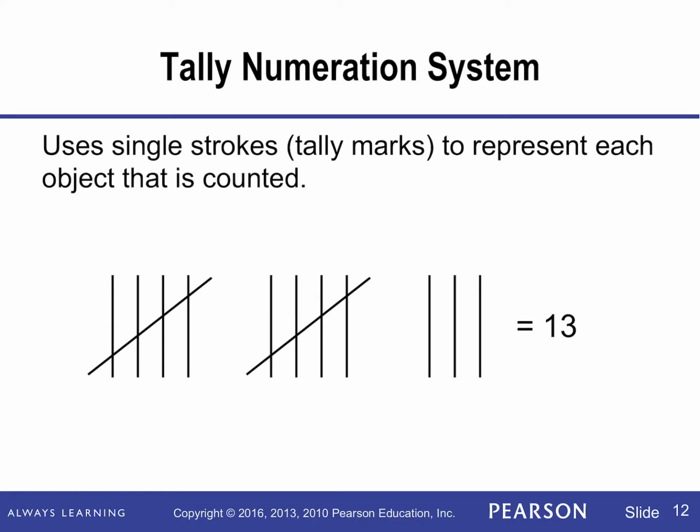Here's another numeration system, the tally numeration system. This might be the system you use when you play board games or dice games with your friends, right? We just use tallies, and every time we reach 5, we draw a tally across.